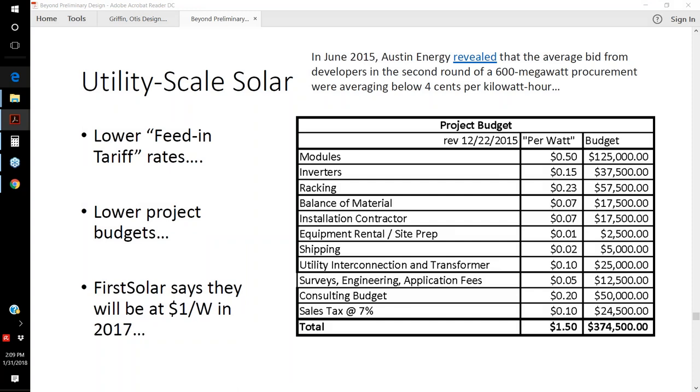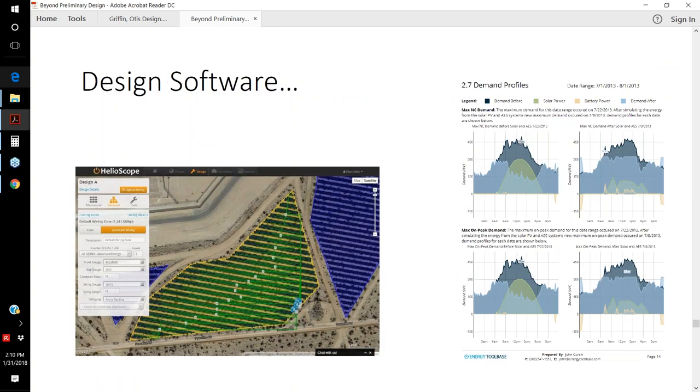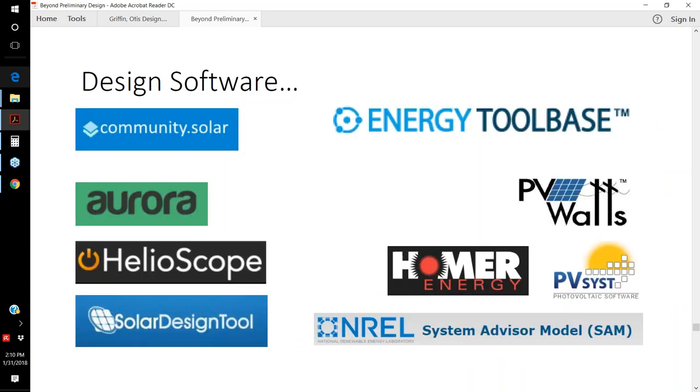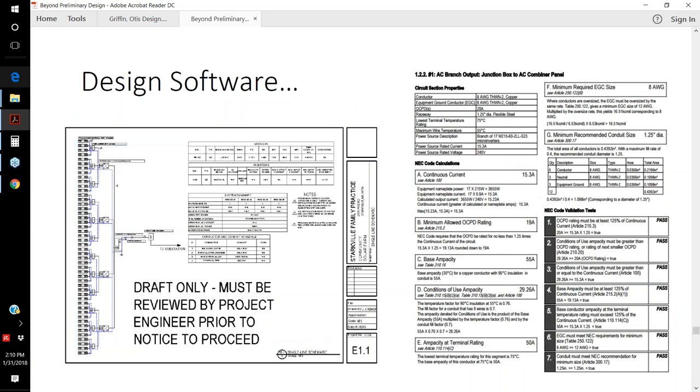So you talk about a $3 a watt or a $3.50 a watt sales price. If you do a utility scale project at under $1.50 and you sell it for over $3 a watt, that's a pretty healthy margin. Much larger margin than what you would see on a residential rooftop project. There is software out there for modeling utility scale projects, rapid modeling. Even software for doing demand profiling with storage, if you wanted to do a larger project on top of a commercial facility, and to generate project documentation.